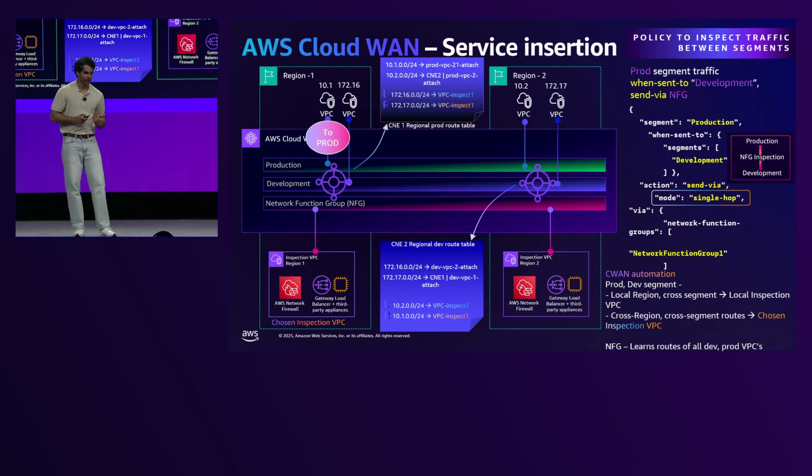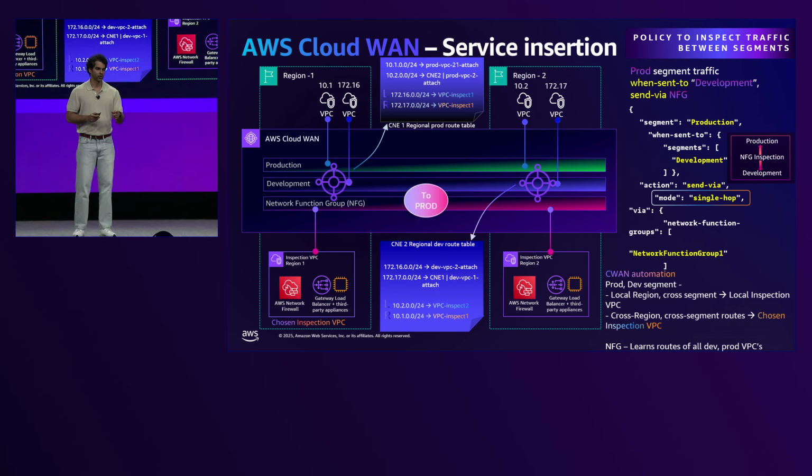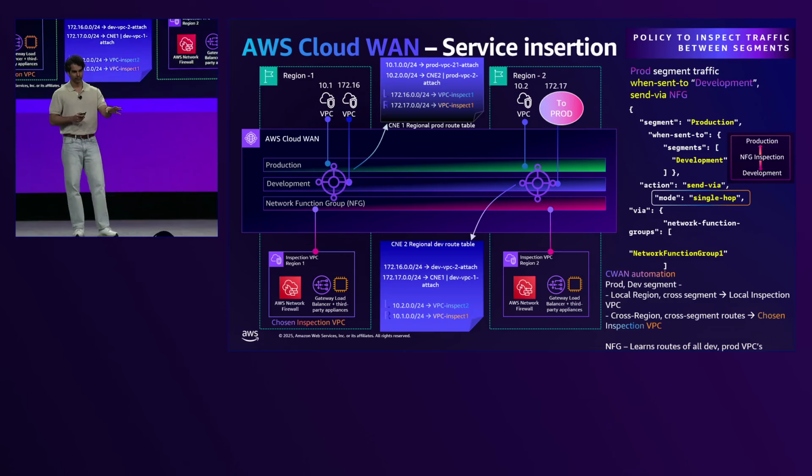Now, the return traffic comes to production, right? That again gets sent to the chosen inspection VPC, and that gets routed back. So this is how single hop cross-region symmetry is done.